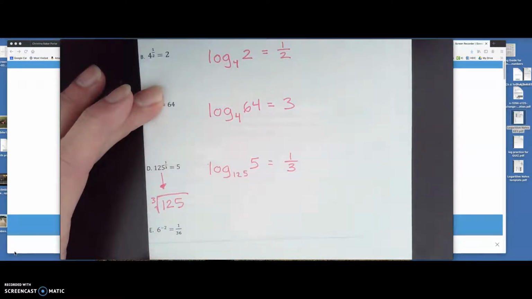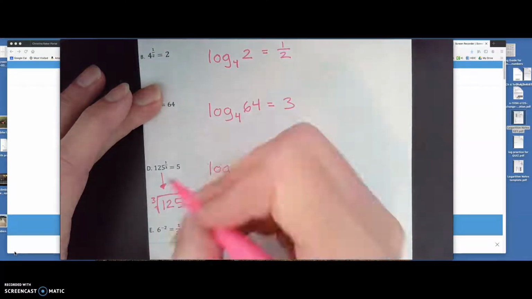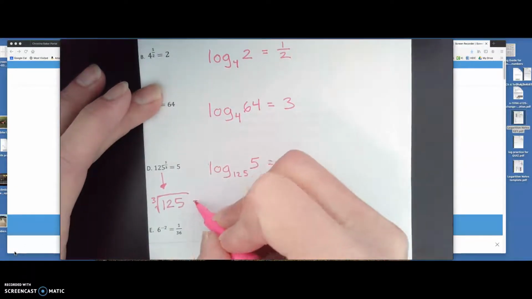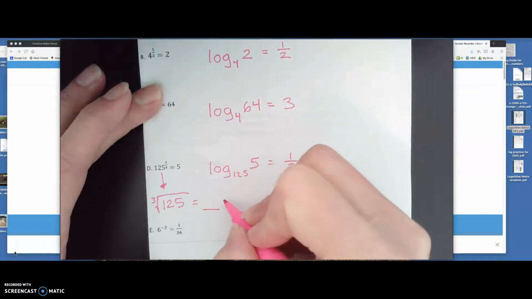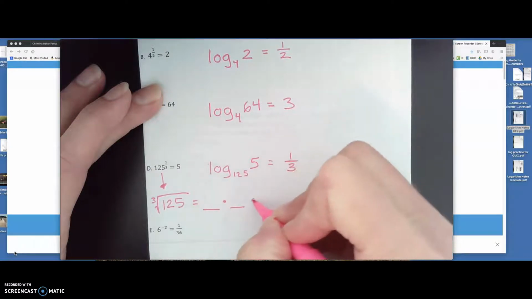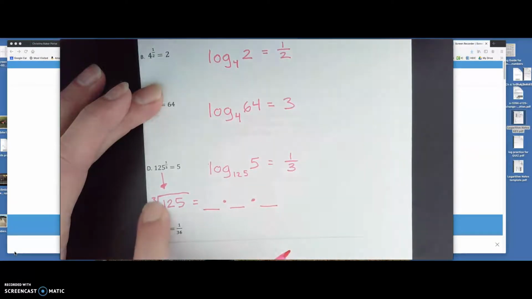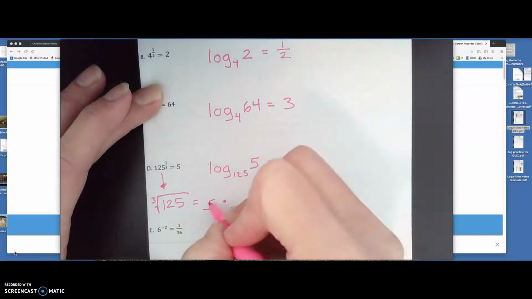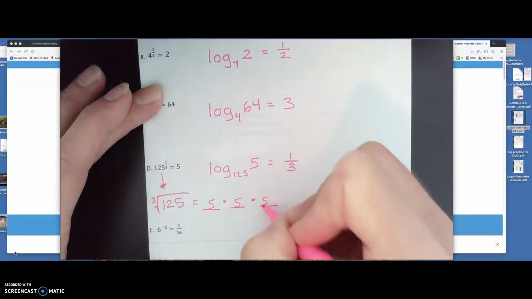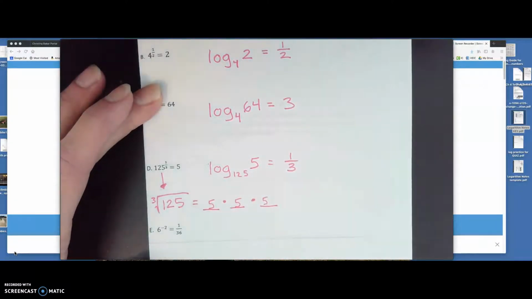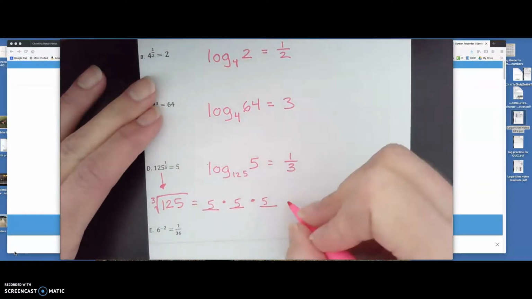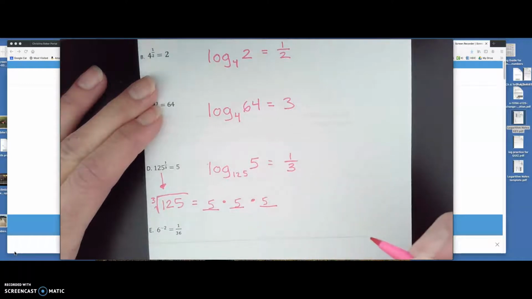The cube root of 125, we know it equals 5 because you're looking for what number times itself. That's the key part, is it has to be times itself. And in this case, the index is 3, so 3 times. And that's the answer, 5, because 5 times itself 3 times is 125. Okay, so that's a little checkpoint. It's in the notes, so you should be writing that down.